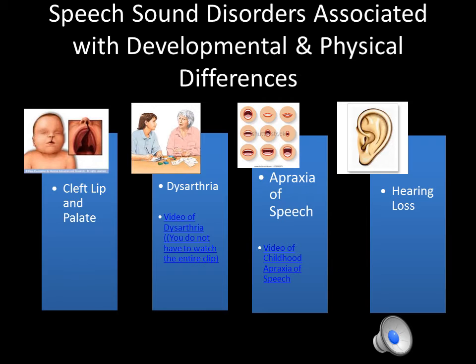The next disorder that is caused by a physical difference is hearing loss. Hearing loss can affect speech in many different ways, depending on the severity of the hearing loss. A child or an adult with significant hearing loss often experiences problems associated with voice distinctions, so they can't tell if the word is bag, like a bag I'm going to take to the store, or back, like my back is hurt. So they can't tell that when reading lips, or they can't see the difference between pit and bit because they're both bilabial. The p and b are both bilabial sounds. And they can't hear the difference.